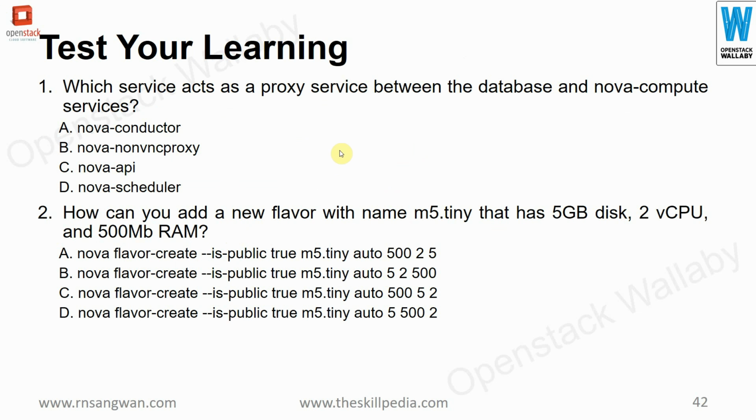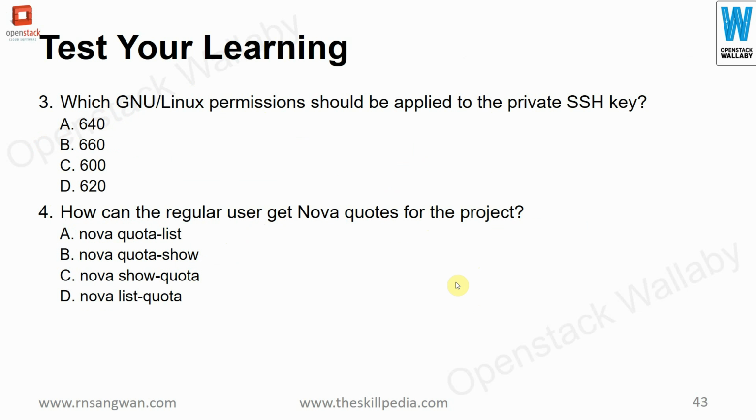Test your learning. Which service acts as a proxy service between the database and Nova Compute? I leave the answers to you. How can you add a new flavor with the name m5.tiny, 5 GB disk, 2 virtual CPUs, and 500 MB RAM? You should do it yourself. I leave the answer to you. Which Linux permission should be applied to private SSH keys, 600 or 640, or which? Again, I leave the answer to you.